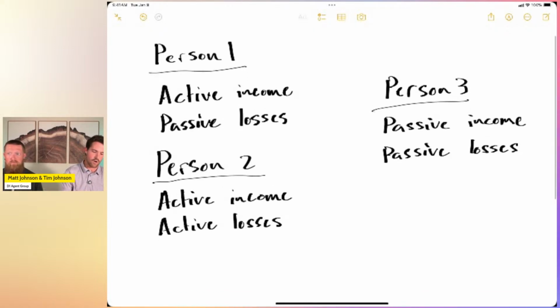Now, what do all three of these people have in common? Well, all three of these people have a tax problem, right? They all have a tax bill. So in general, when we talk about somebody who can really utilize the benefits of a cost segregation study, it's somebody who has a tax bill to offset.